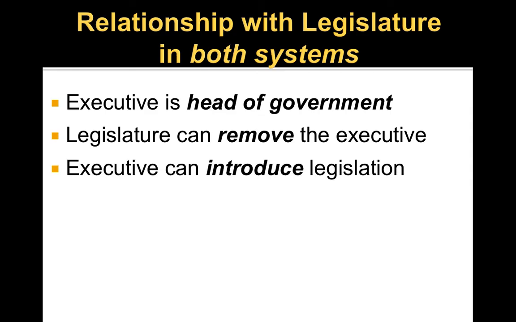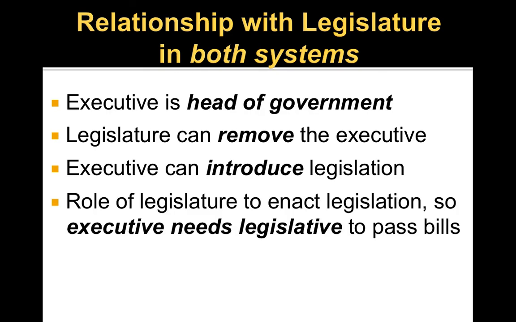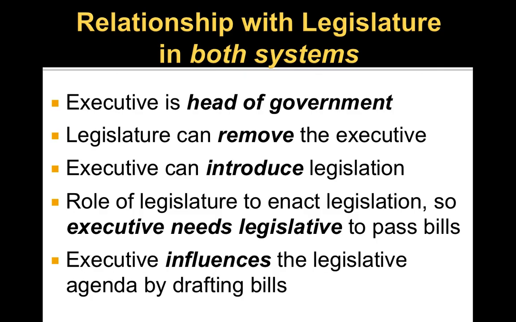The executive can introduce legislation. In both cases, the prime minister can say, hey, we want to make a bill about such and such. And in the case of the presidential system, the president can introduce legislation to the legislative branch. In both systems, the role of the legislature is to enact legislation, so the executive needs the legislative branch in order to pass bills. It's kind of obvious, but it's nice to see there. The executive branch needs the legislative branch because it can't actually make laws in either case. The executive branch in both cases influences the legislative agenda by drafting bills.